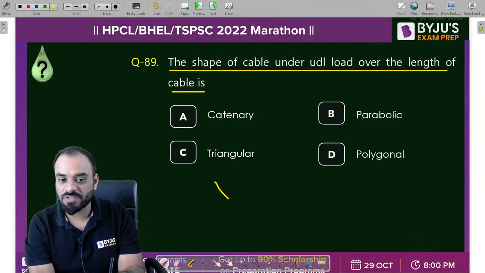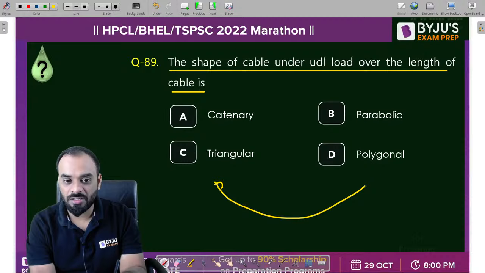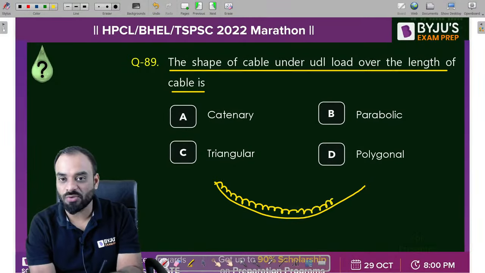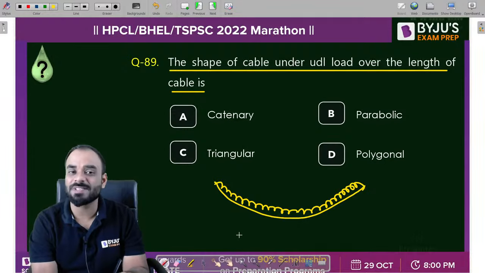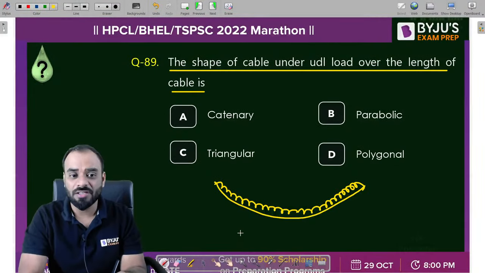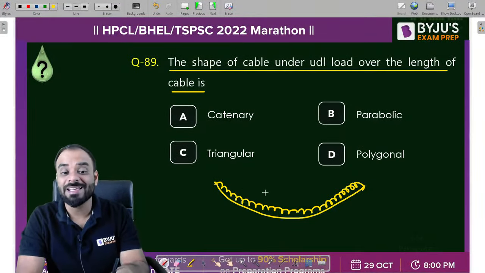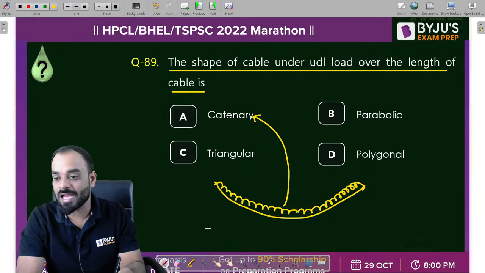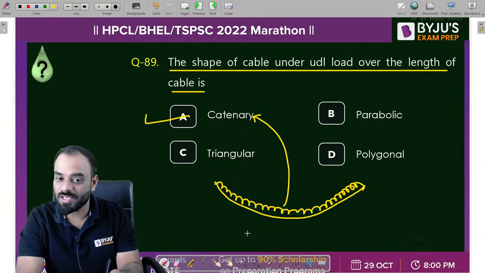Guys, let us suppose this is your cable, and if a UDL is present along the length of the cable, then that is basically self-weight. And due to self-weight, the shape of the cable is catenary. A is the correct answer.